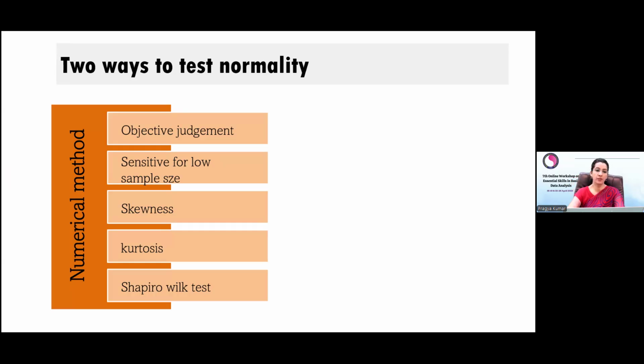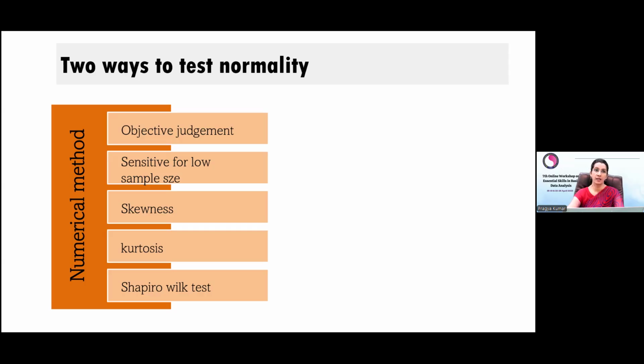So the numerical method is an objective way of judging normality. It is a very good way of assessing normality if there is a low sample size. Now, how to define this low sample size? Generally the cutoff which we choose is 50. If the sample size is less than 50, then we have this objective way of measuring normality. If the sample size is more than 50, then we go for the subjective way, which we'll see.